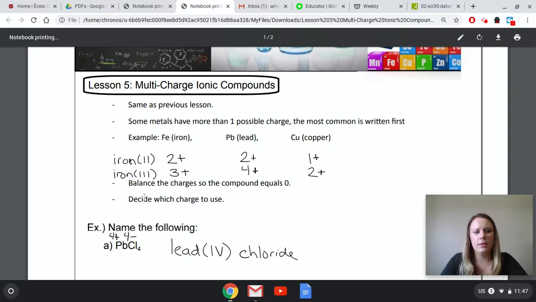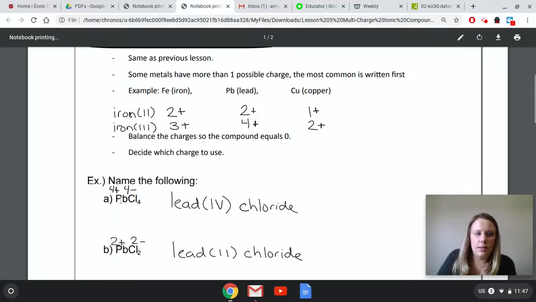We have, for the first one here, lead and chloride, but we have to decide with lead if it's going to be lead 2 or lead 4. So we have to decide what charge this lead has if 4 chlorines are combined with it to make a charge of 0.